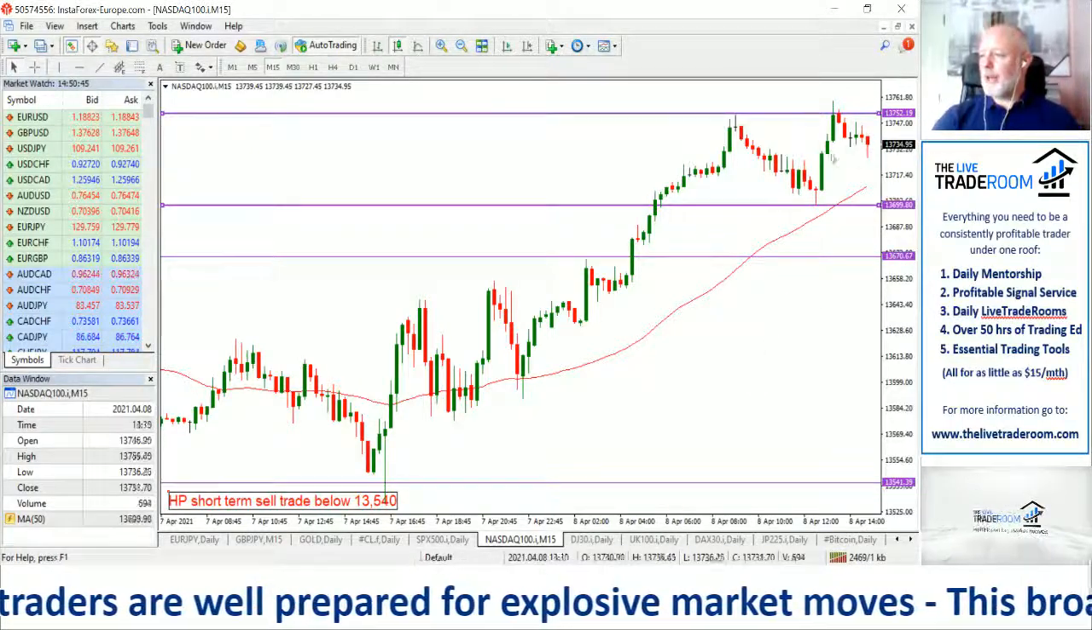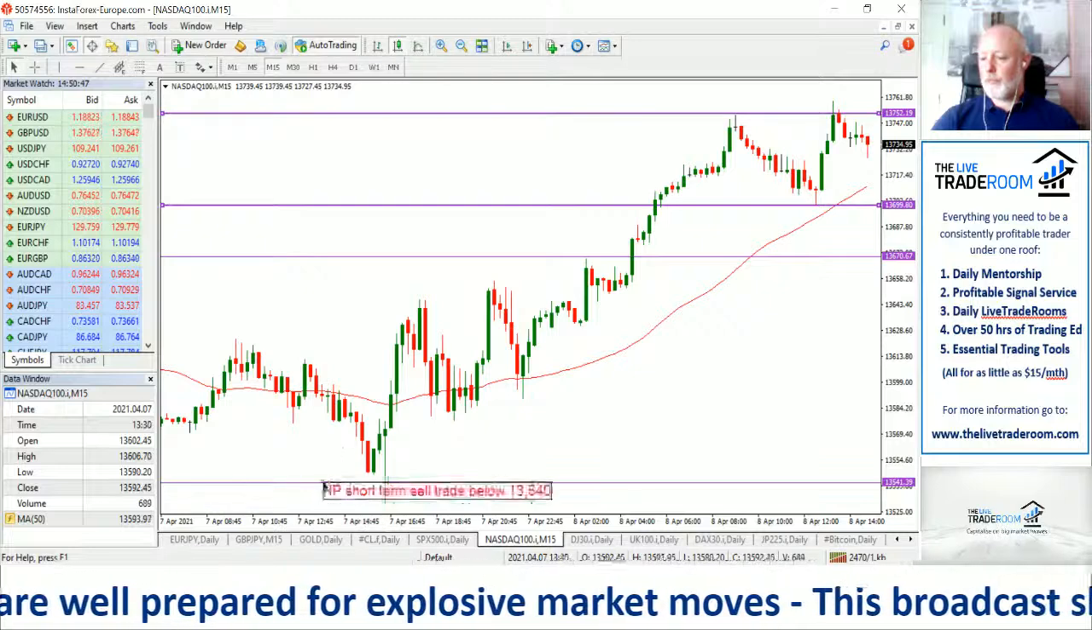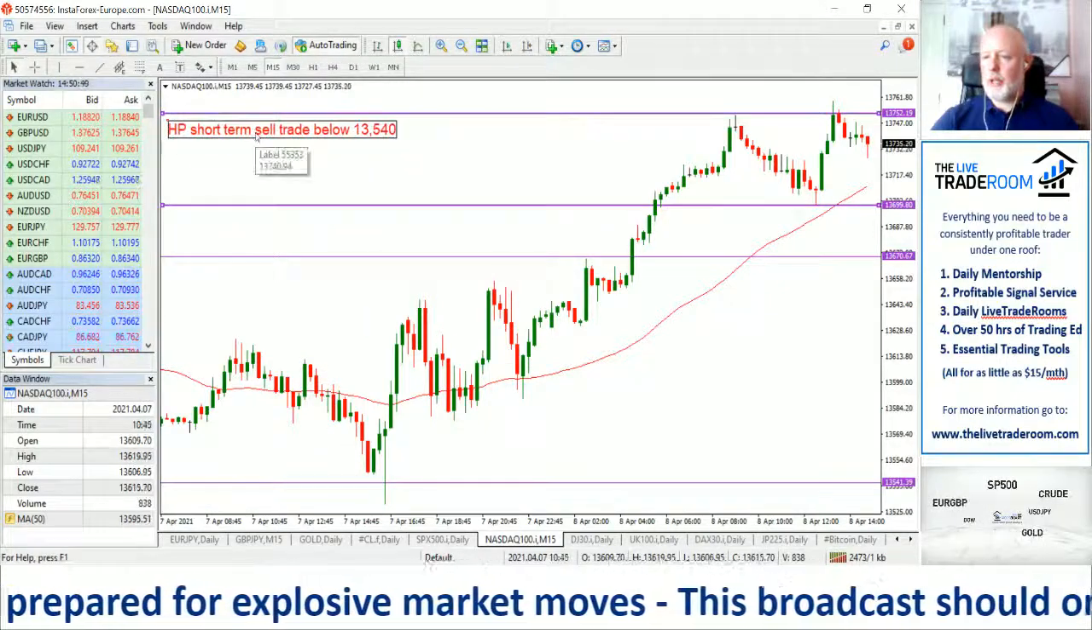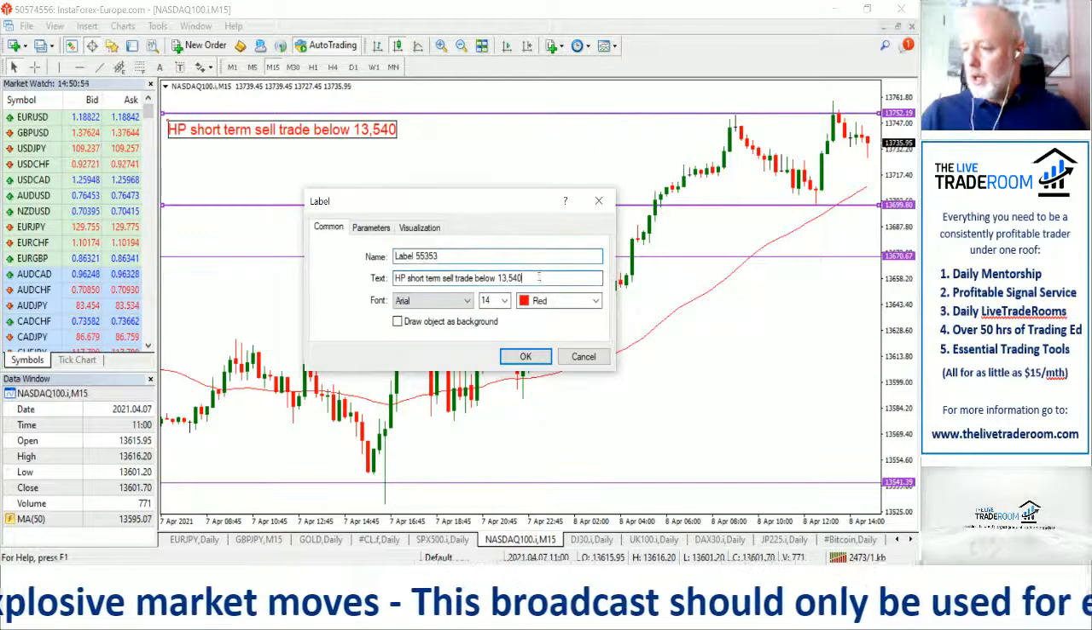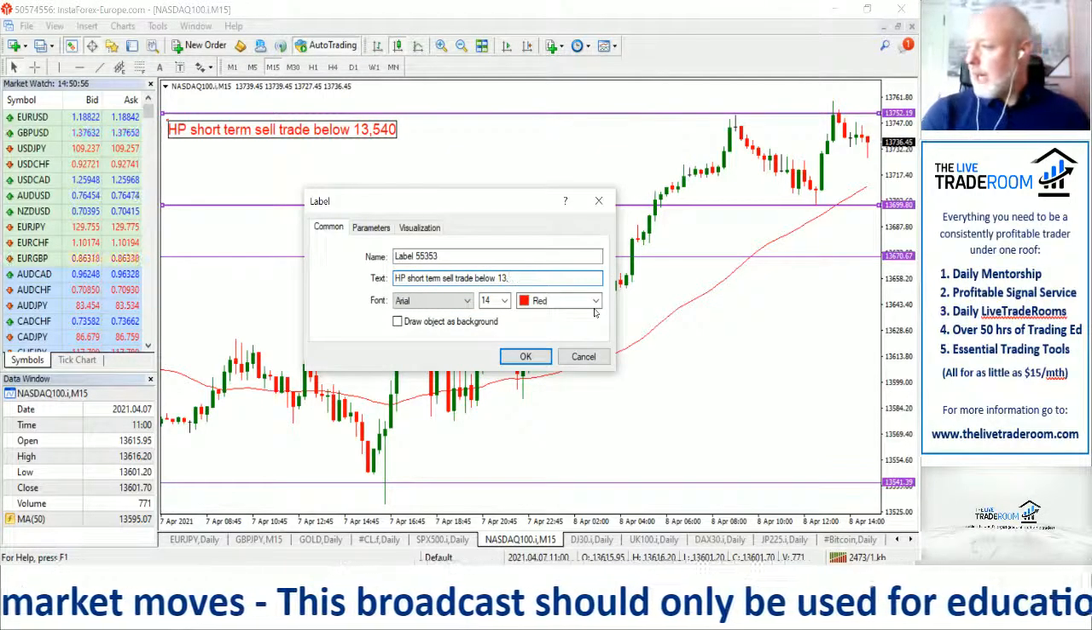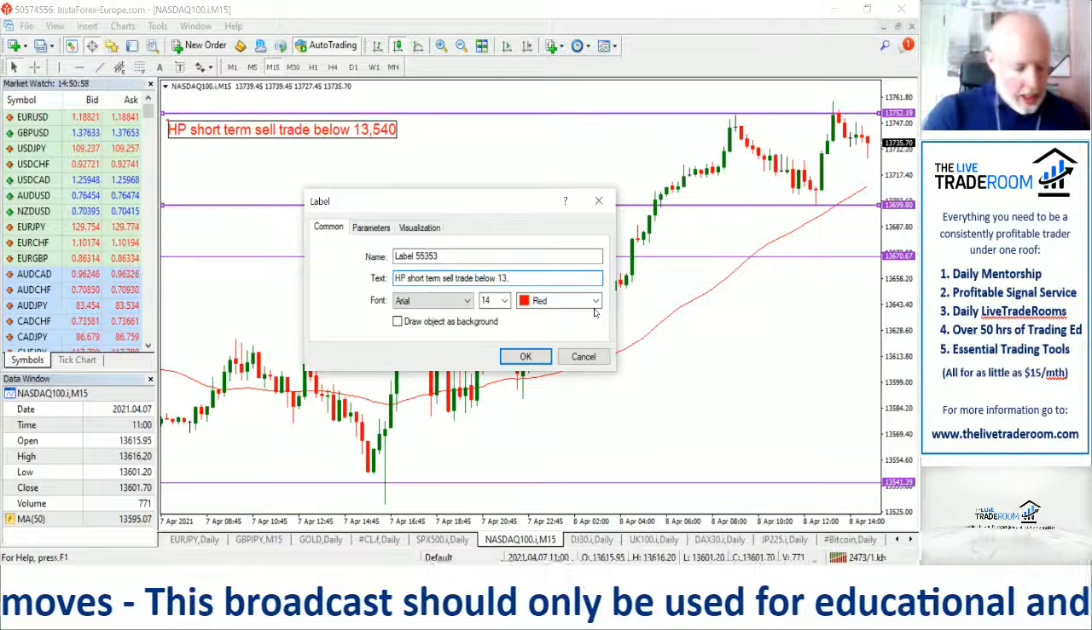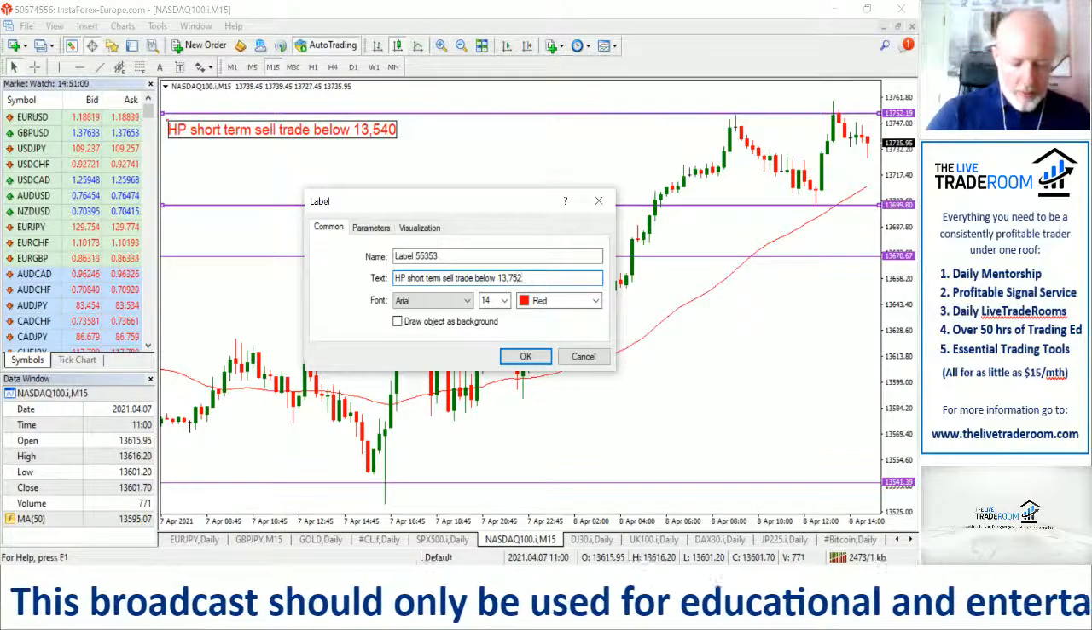So we can monitor this, and we can change the label for this trade. So 13. We're interested in the 5.2.